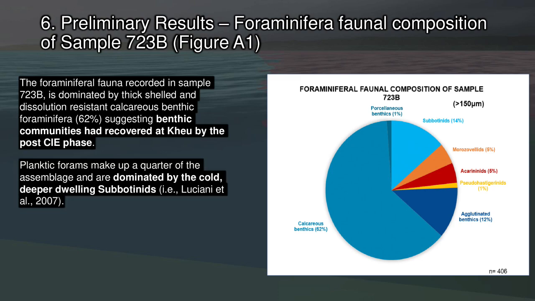The planktic foraminifera make up approximately a quarter of the overall assemblage and are dominated by the cold, deeper-dwelling subbotinids, which is in agreement with other post-event sites. The subbotinids, if you may remember, seem to dominate after the warming event as the paleoecology recovers from the abrupt warming, and we have a depth stratification within the water column again to allow different sorts of foraminifera to populate different depths.